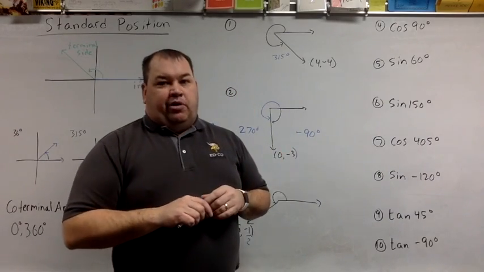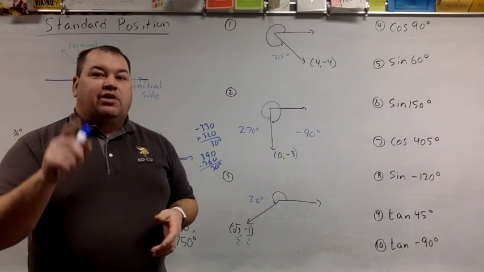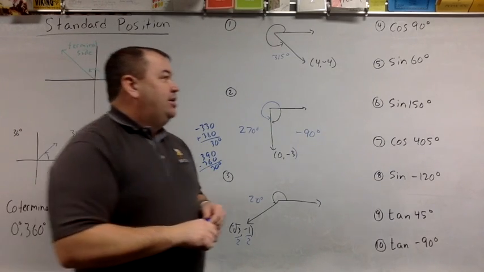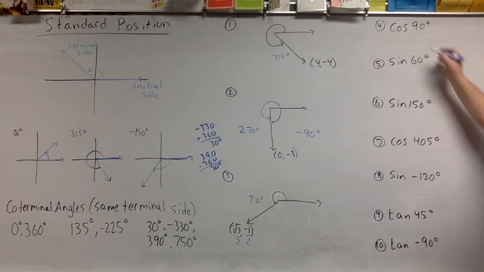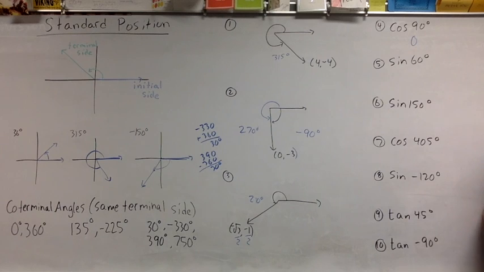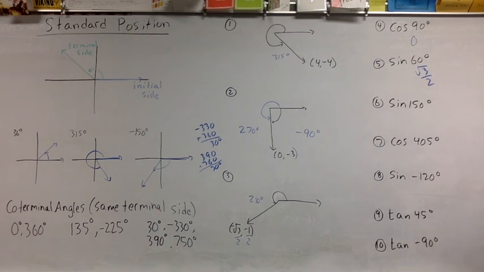Now let's do some trig work. Okay, again, use your unit circle. You have that resource now. So if I go to 90 degrees and I look at the cosine of 90 degrees, you'll see it's 0. Go to 60 degrees, the sine of 60 degrees. If I go to 150 degrees, the sine at 150 degrees is 1/2.